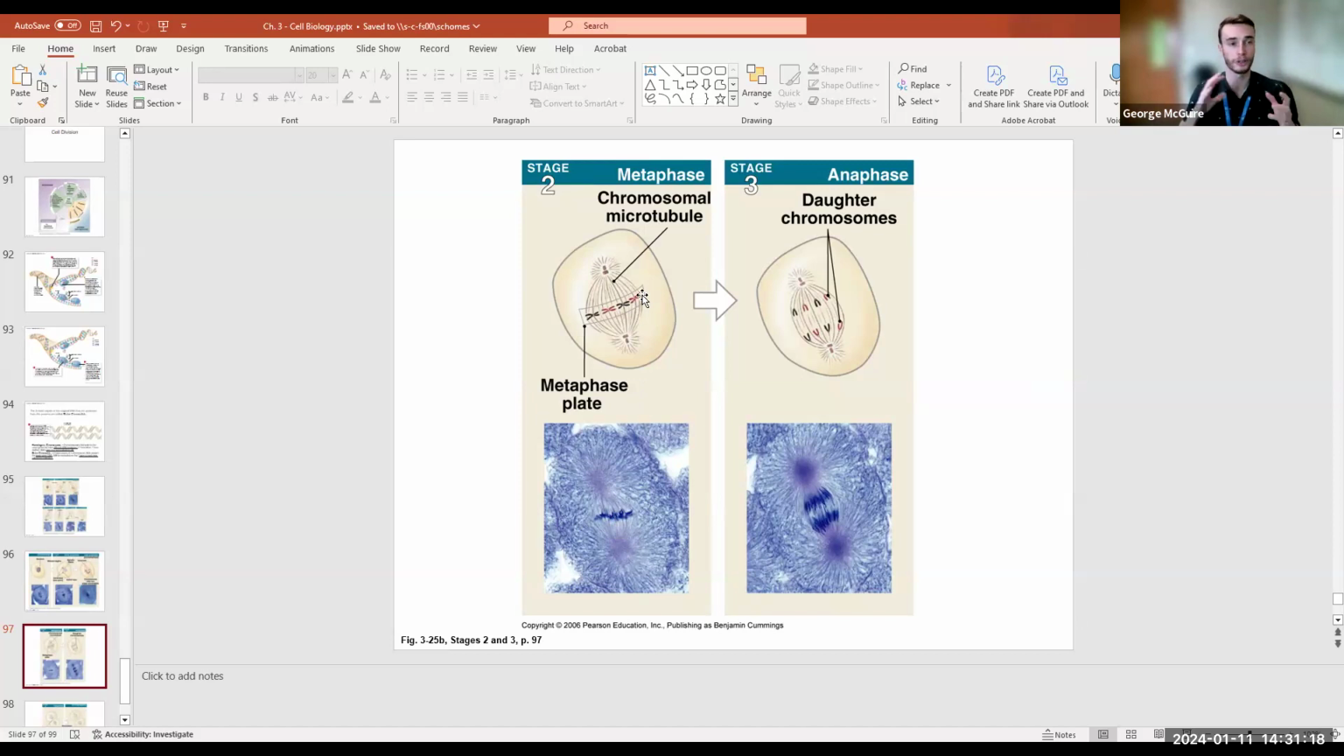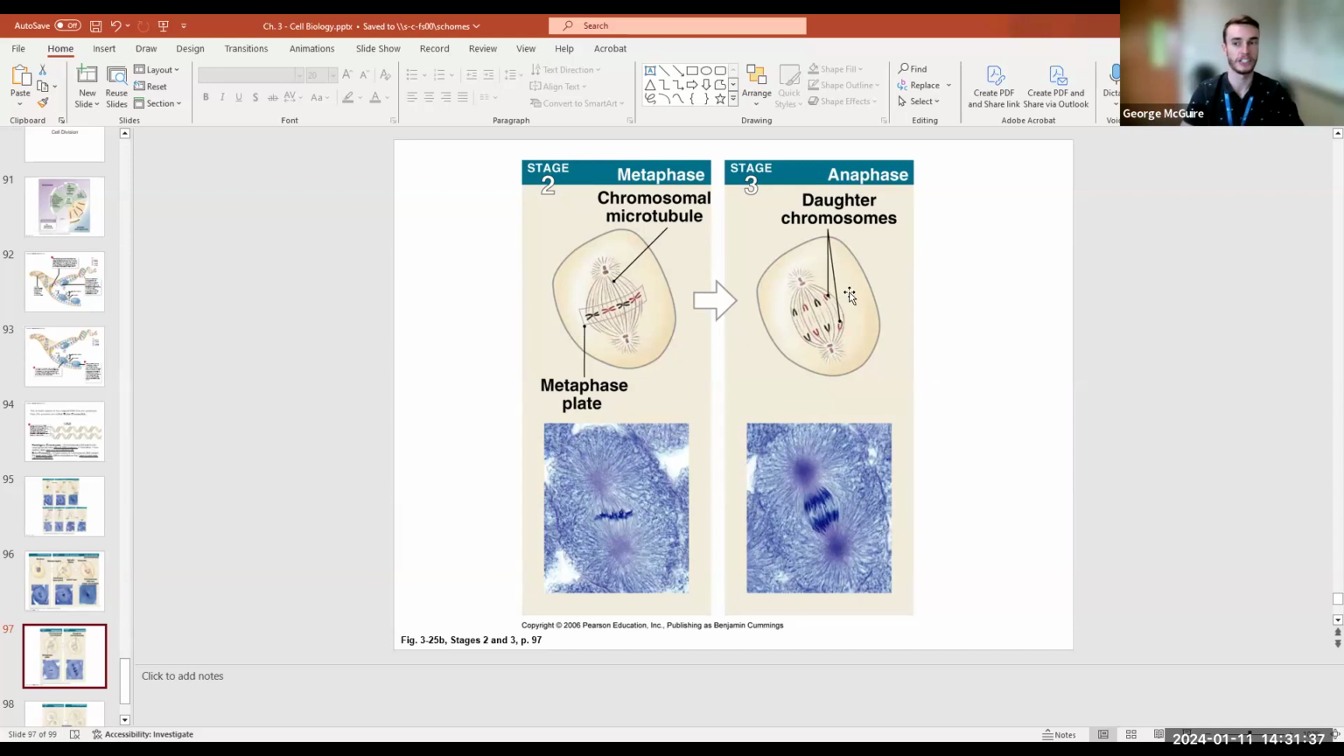This allows for other proteins to come in and essentially check that everything is functioning correctly, check that all the sister chromatids have a spindle fiber attached to their kinetochore before they actually get pulled apart. So ensuring that both new cells will get one copy of the original DNA.